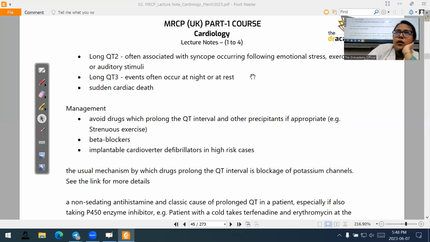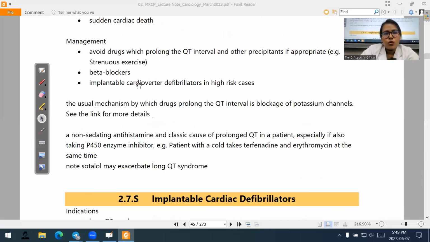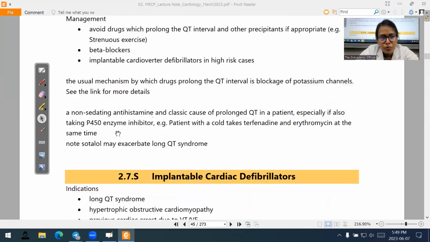And name one electrolyte abnormality or imbalance that can cause it? Yes, and hypercalcemia, very good. And any non-cardiac cause that you'd like to consider from the miscellaneous causes? Subarachnoid hemorrhage, yes, very good, excellent. So, okay, these are the treatment options.